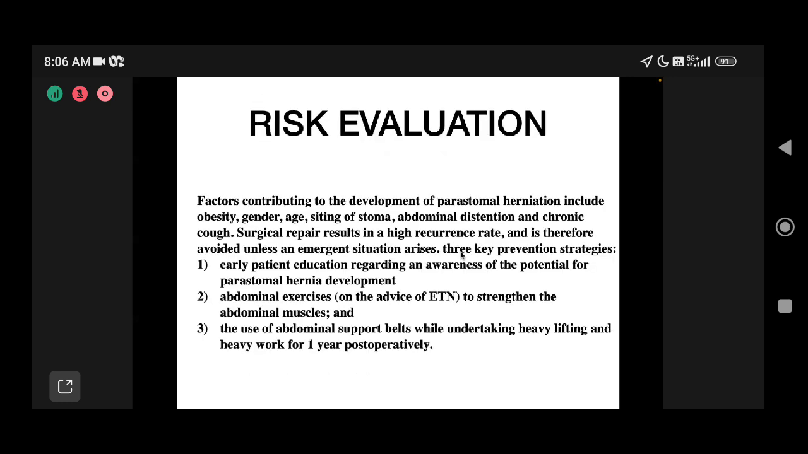So let us look at something called risk evaluation. What risk evaluation do you need to do for the patient? Factors contributing to the development of parastomal hernia include obesity, gender, age, the siting of the stoma, and abdominal disc. Many other factors have been mentioned already. There is something called early patient education and awareness of the potential for parastomal hernia development, which has to be assessed in each individual. Then something called abdominal exercise. The enterostomal therapist or the nurse can look at these factors. We need to educate, and in teamwork they will be able to assess this. Then use of abdominal support belts while undertaking heavy lifting and heavy work for 1 year post-operatively is also one of the risk factors.